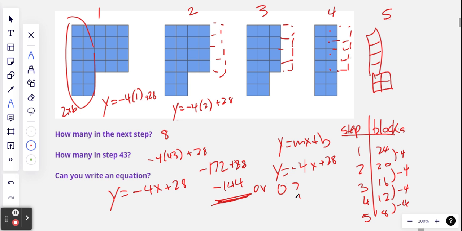I would love to hear from you about this. How did that go for you? Did you get 8 for step 5? Did you figure out that this was a linear pattern with a negative coefficient? And finally, what do you think about our answer? Is it negative 144 or is it 0? I'd love to hear from you.